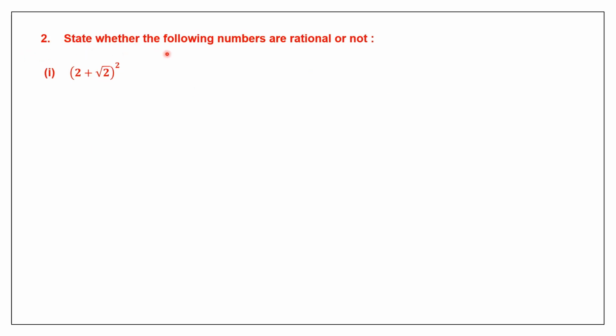Question 2. State whether the following numbers are rational or not. In that, question 1 is (2 plus root 2) the whole square. So we can take this as (a plus b) the whole square and apply the formula. In that case, (a plus b) the whole square will be a square plus 2ab plus b square. So we're going to apply the same thing here.